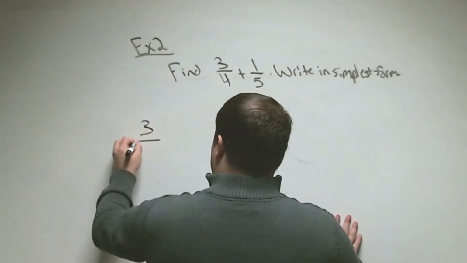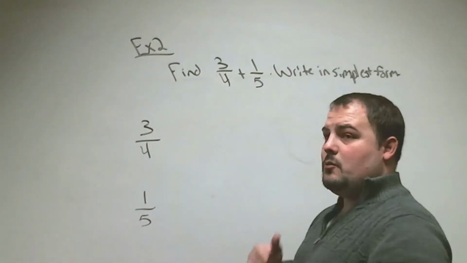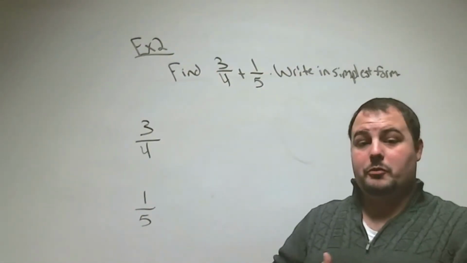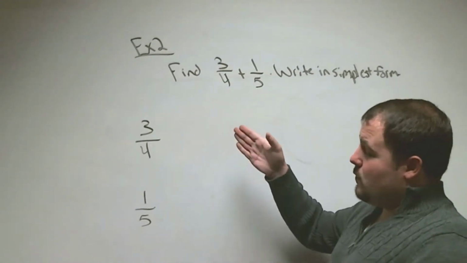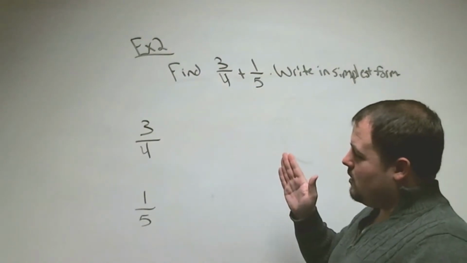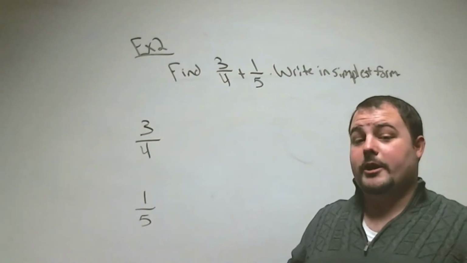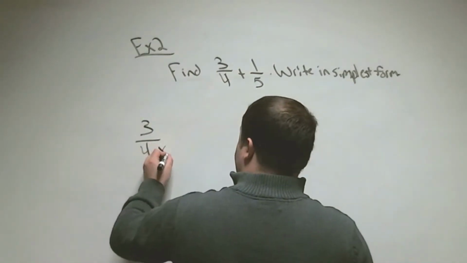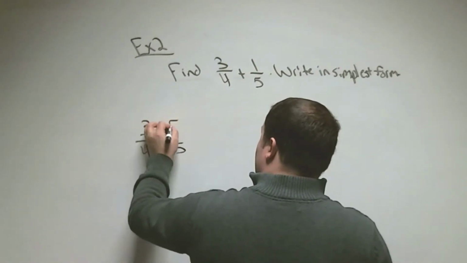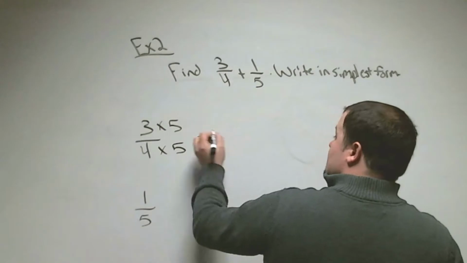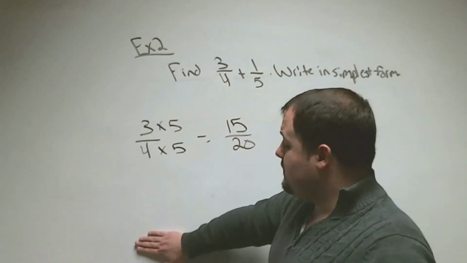So if I have 3/4 and I have 1/5, what we do is we look at the denominators and say, what number do 4 and 5 both multiply to first? So 4 times 1, that's 4, 8, 12, 16, 20. 20 is the number. So I want to change 4 to 20. And if I want to change 4 to 20, then I multiply it by 5. If I multiply the 4 by 5, I multiply the 3 by 5. So 3 times 5, that's 15. So I'm really looking at 15/20.